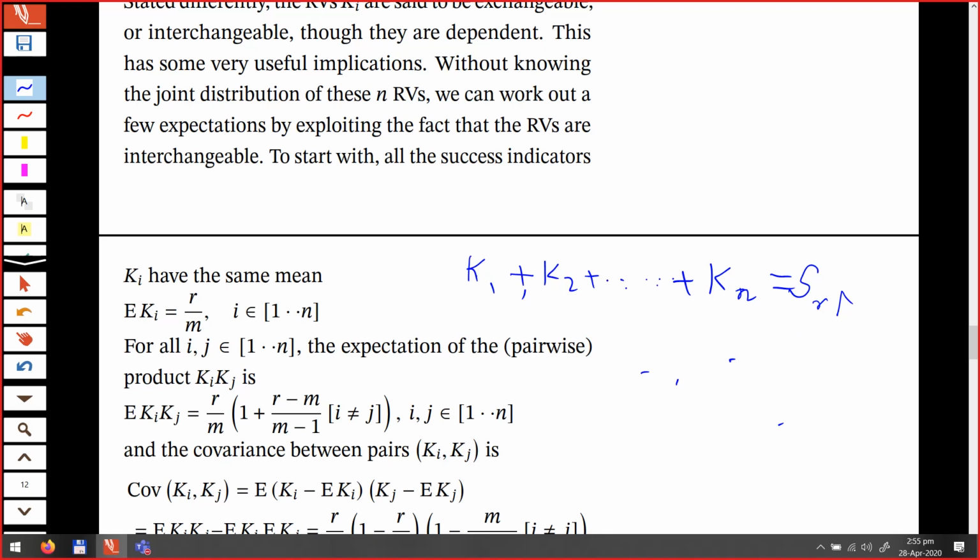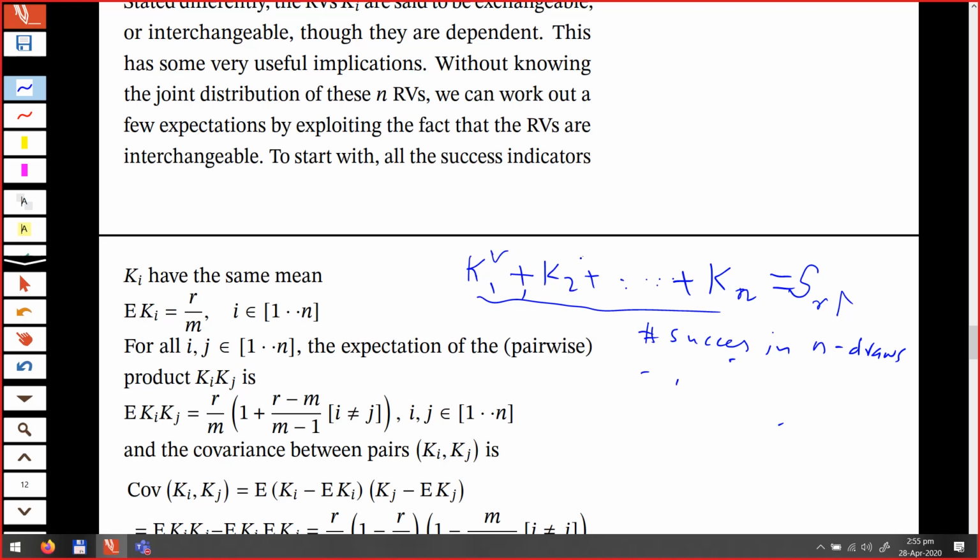Because here you have dependent random variables, you are adding them. For example, K1 is the number of successes in the first draw, K2 is the number of successes in the second draw, Kn is the number of successes in the nth draw. So this will give me the number of successes in how many draws? N draws. Remember, this is not a binomial random variable because these are dependent random variables. Do you see this point?